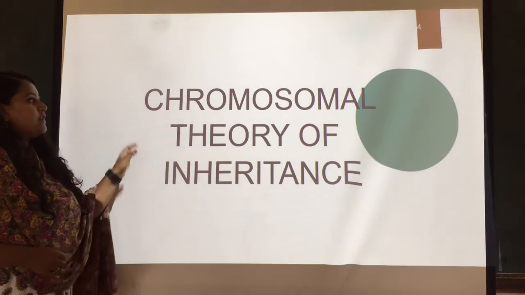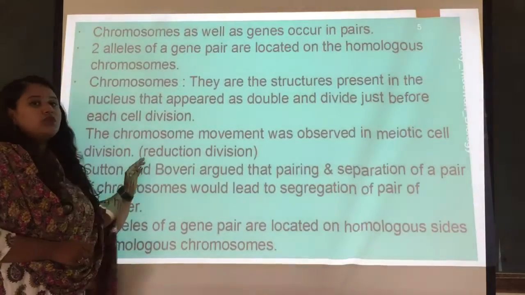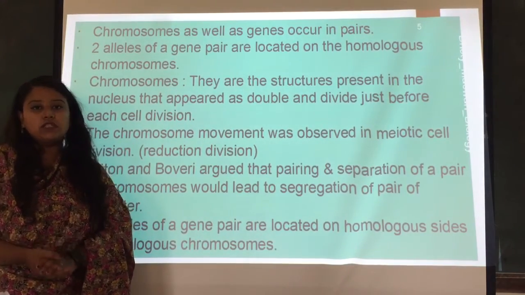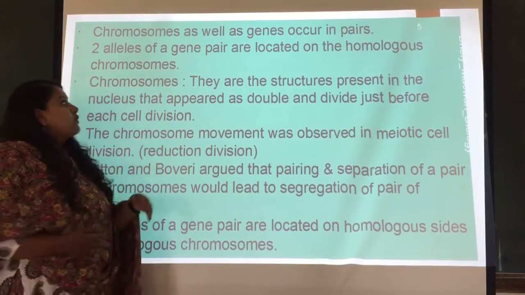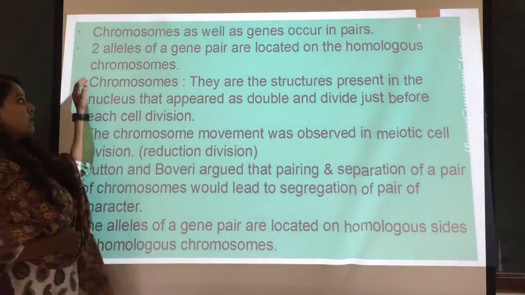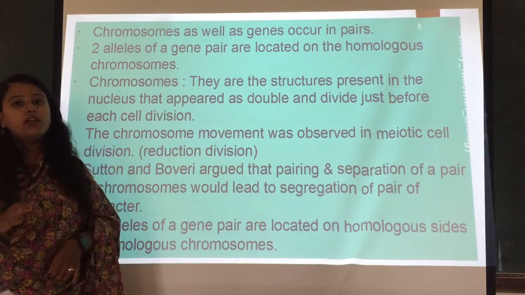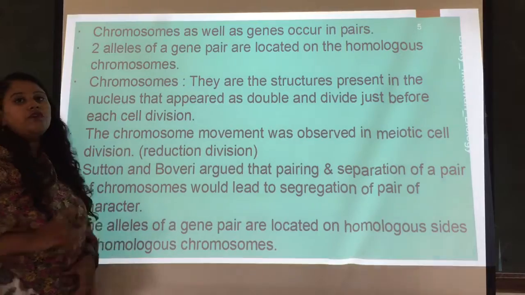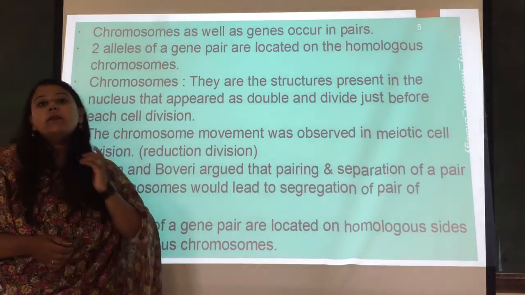The next topic is chromosomal theory of inheritance. Now we are going to shift to this topic, where chromosomes are involved. This theory was introduced to understand how chromosomes are involved in the particular process of inheritance. So chromosomes as well as genes occur in pairs, right?